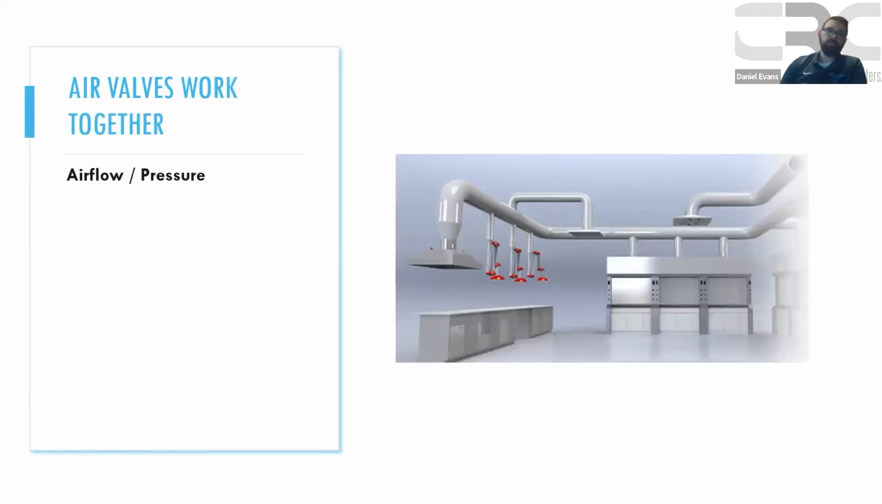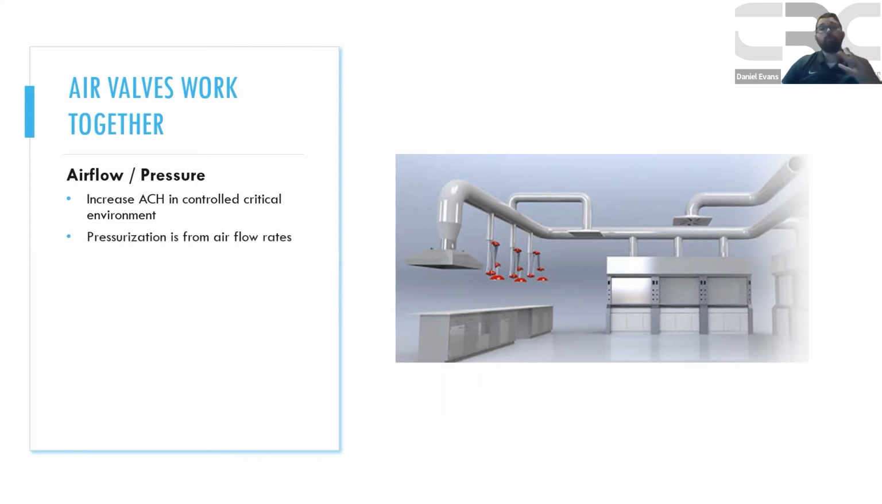Air valves work together. So this is where we talk about airflow and pressurization and some of the key requirements. We have increased ACH inside these critical environments so that we can maintain what we're looking to maintain. So we know we're moving more flow. Pressurization is key, but pressurization we get from being able to keep that reliable airflow rate, volume in, volume out. We want to make sure that we're measuring things.